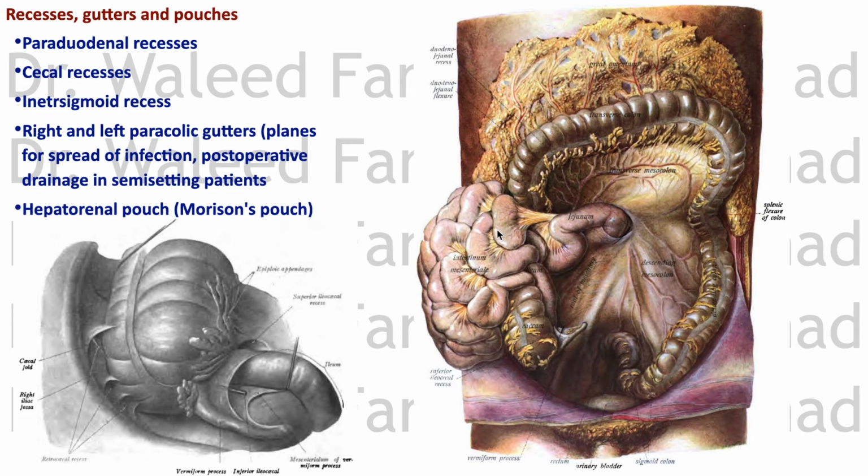Another thing, see the sigmoid, because it's S-shaped, it pulled a mesentery with it, and when you put your hands underneath this mesentery, you are in the intersigmoid recess. By the way, its apex is a landmark for the left ureter. If you go to the apex of the recess and press backwards, you are pressing on the left ureter as it descends.